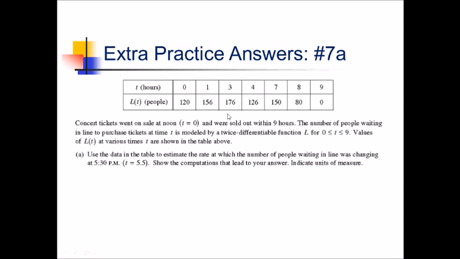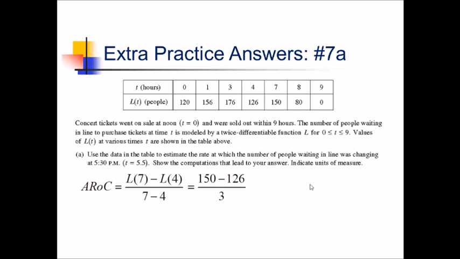So I'm going to estimate L prime with an average rate of change, this is going to be L of 7 minus L of 4 over 7 minus 4. So that's 150 minus 126 over 7 minus 4. And you don't have to reduce this at all, but if you wanted to, this is 24 over 3, which is 8. The important part, though, is you do have to include those units of measure.